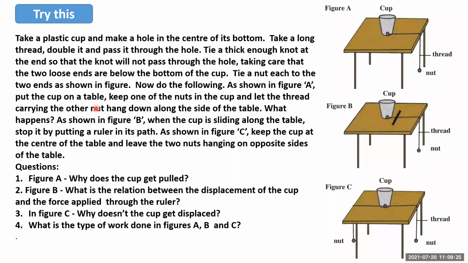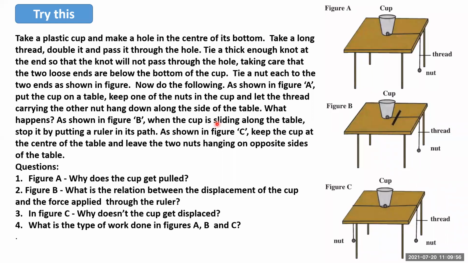Next is the activity in figure B, when the cup is sliding along the table. In picture B, the cup starts sliding as the nut pulls the plastic cup downward. While the cup is sliding along the table, stop it by putting a ruler in its path, so it will get stopped and will not slide further.